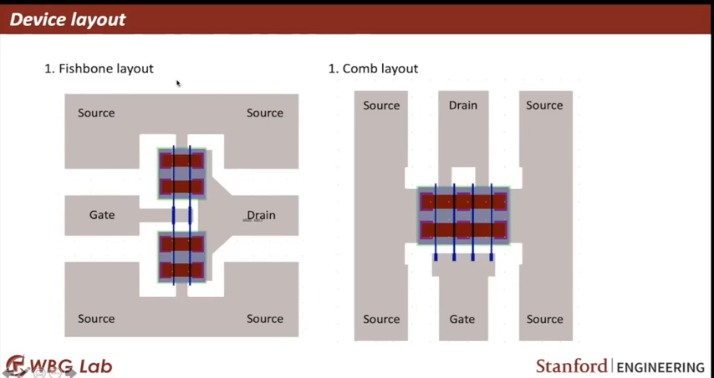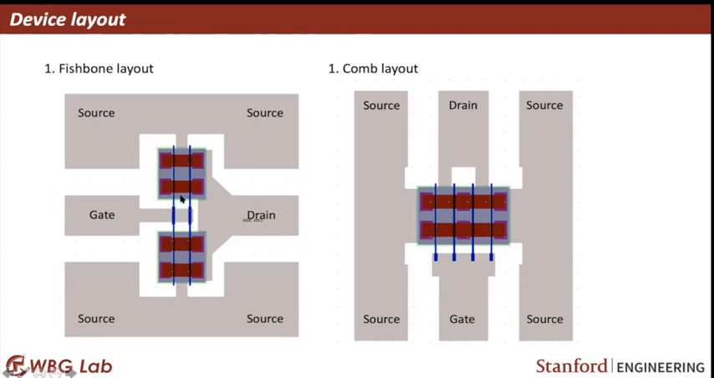This is called a fishbone layout. If you see the gate, it looks like a fishbone, and the main feeding line is here, and then different gate fingers. I'm just showing a 4-finger device here, but you will have many of these, like 10, 20.